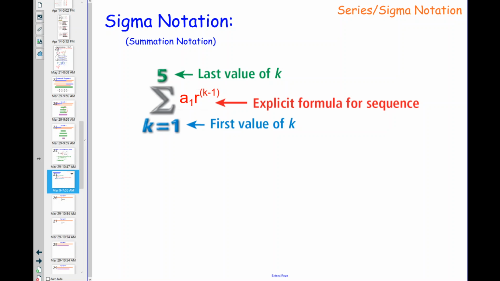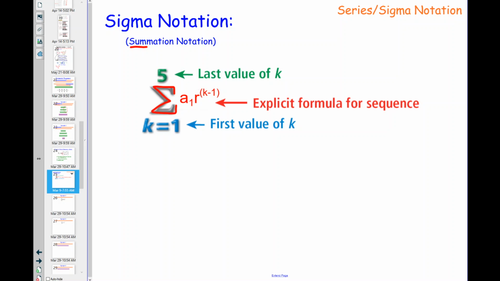Anybody familiar with the Greek alphabet? What are some Greek letters? Omega, alpha, beta, sigma, pi, right? Pi from geometry. Pi is a letter in the Greek alphabet. Delta, yeah. Delta looks like a triangle. So in math, this is the Greek letter sigma. It looks a little bit like an E. Sigma in math stands for sum.